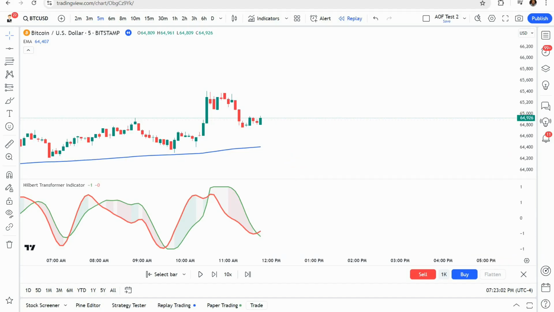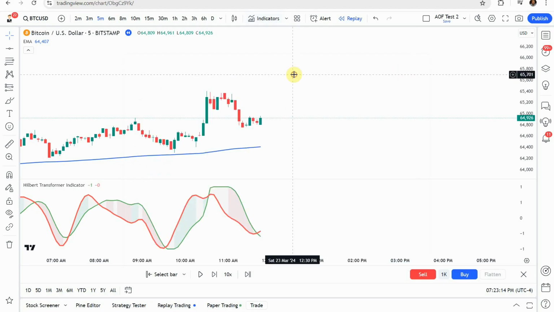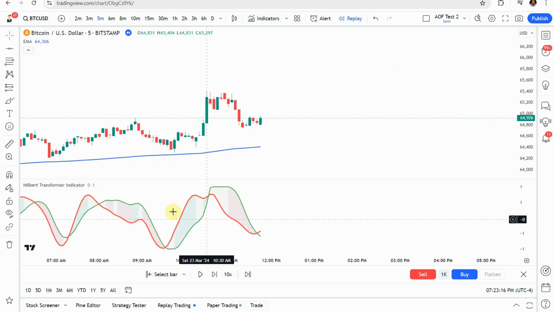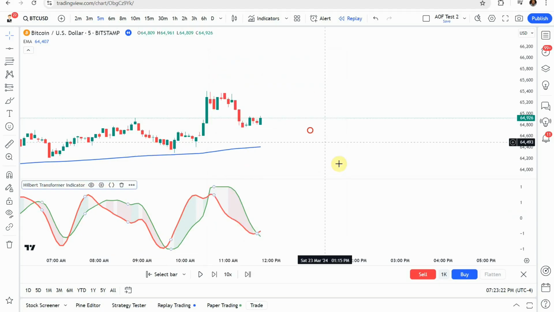But what we have on screen now is going to be, like I said, the Hilbert transform. If you just type in Hilbert transform indicator by J, it's this one right here. Go and click on that and add it to the screen, and it'll look like this down here at the bottom, and we're going to keep that on the default settings, so don't change any of it.